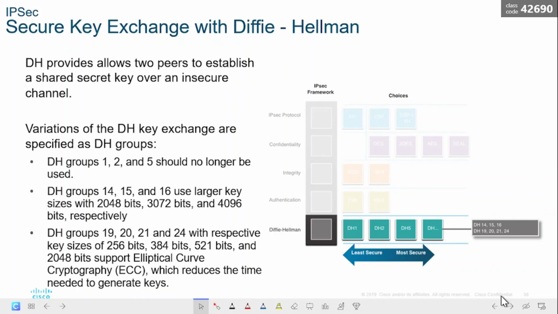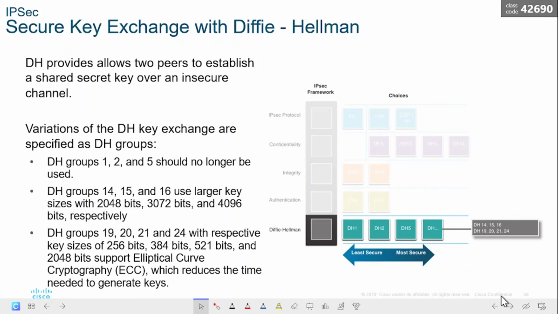For example, DH group 1 is strong enough to support DES and 3DES encryption but not AES. If the encryption or authentication algorithms use a 128-bit key, use group 14, 19, 20, or 24. If the encryption or authentication algorithm uses a 256-bit key or higher, use group 21 or 24.